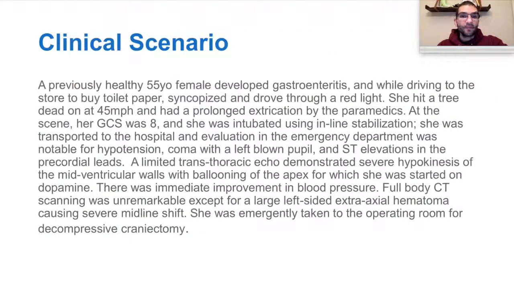So I'd like to begin with a clinical scenario of a patient that I actually took care of. So we have a previously healthy 55-year-old female who developed gastroenteritis, and while she was driving to the store to buy toilet paper, she syncopized and drove through a red light. She hit a tree dead on at 45 miles per hour and had a prolonged extrication by the paramedics. In other words, it took a while to get her out of the car. At the scene, her GCS, or Glasgow Coma Scale, was 8, and therefore she was intubated using inline stabilization. In other words, they were very careful with her cervical spine.